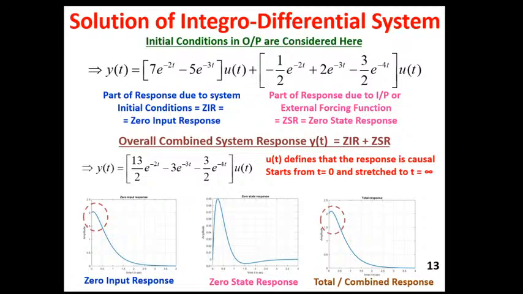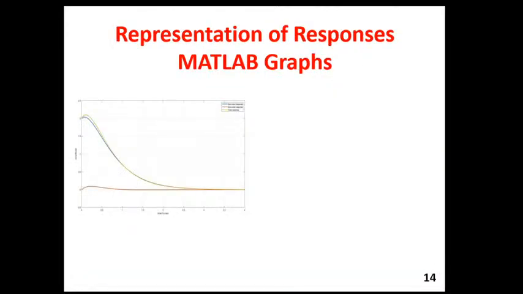These graphs are generated by using the plot command in MATLAB, and there are different other techniques for showing the graph. We can show the three graphs together in one plot. Three plots: the bottom one, the red one, is the zero state response. The top one, the little yellow one, is the combined response, and the blue one is nothing but the zero input response.